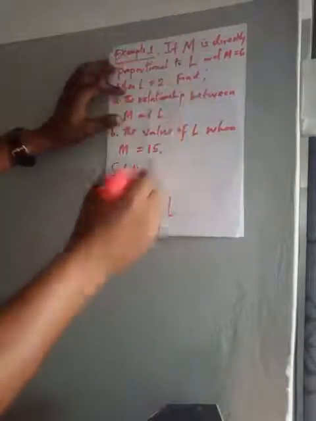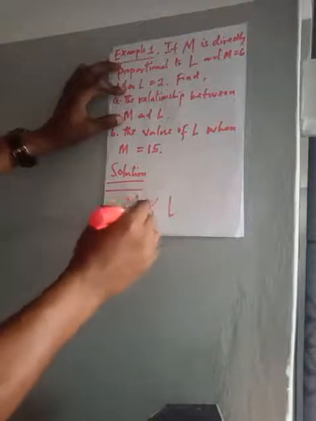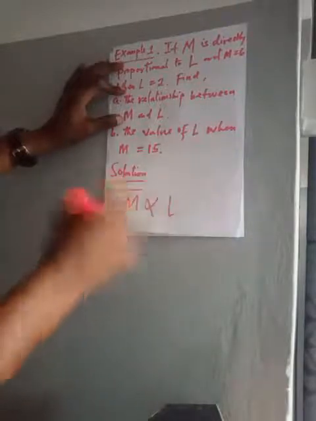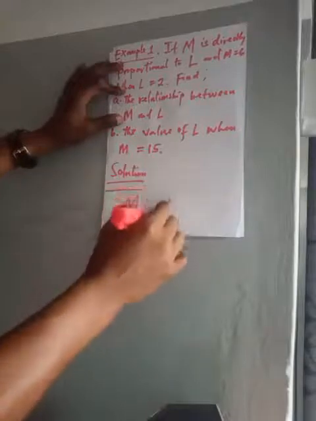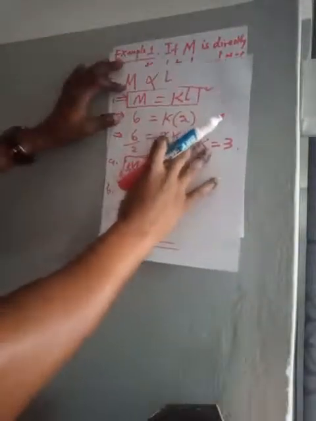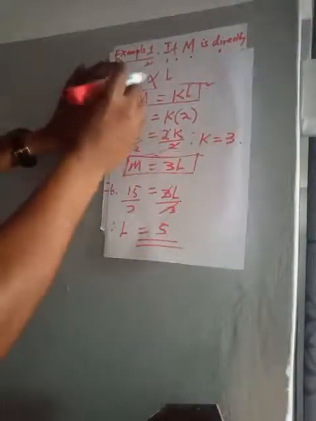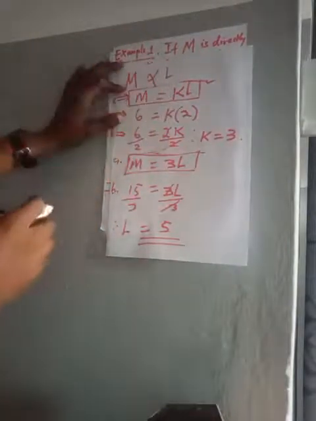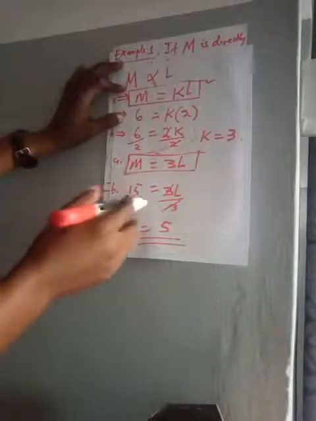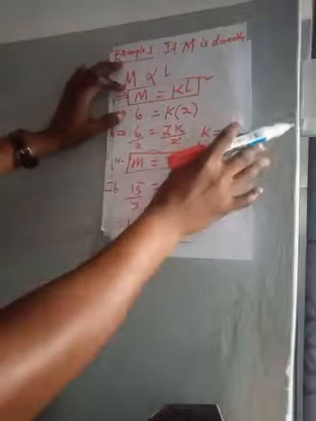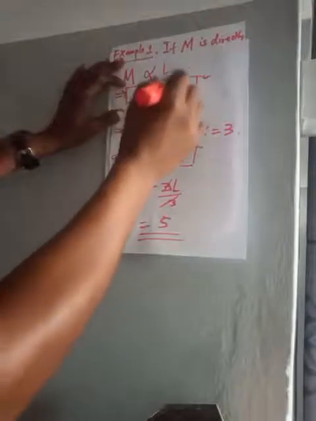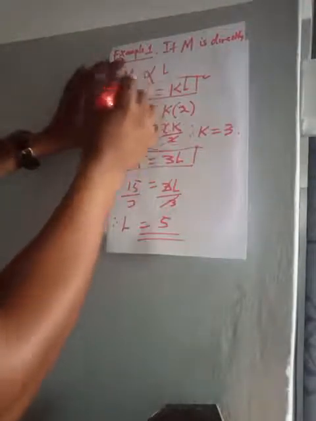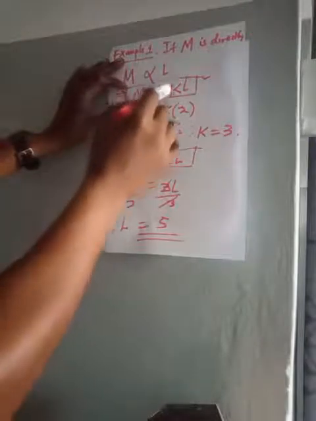If M is directly proportional to L, written this way mathematically, M directly proportional to L, then you now see what is happening here. By the time you represent M directly proportional to L as a mathematical statement, you need to introduce a constant K. To introduce the constant K, we remove the sign of proportionality. You can now see that M is equal to KL. The sign of proportionality has been removed.